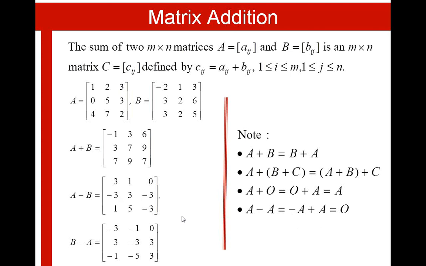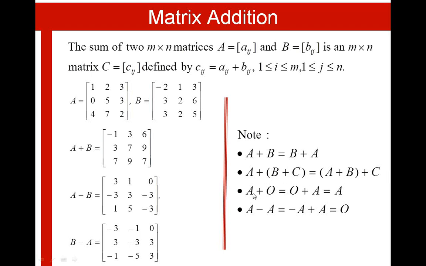What are the properties of matrix addition? First of all, A plus B is equal to B plus A, provided the matrix operation can be done. In other words, here we are applying the commutative property in addition. The second one is (A plus B) plus C is equal to A plus (B plus C). This is the associative property.